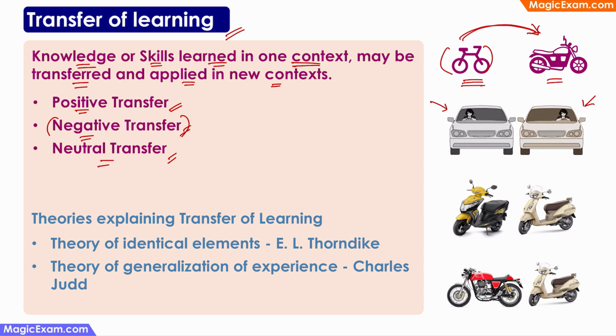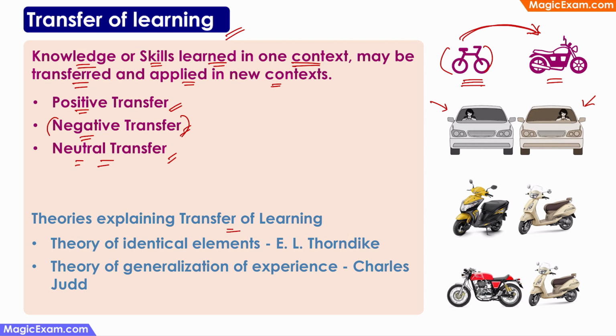And neutral transfer means my existing knowledge and skills, if they are not affecting my new knowledge or skills, then there is no interaction, there is no effect. So that is neutral. Now this transfer of learning is explained by two main theories.